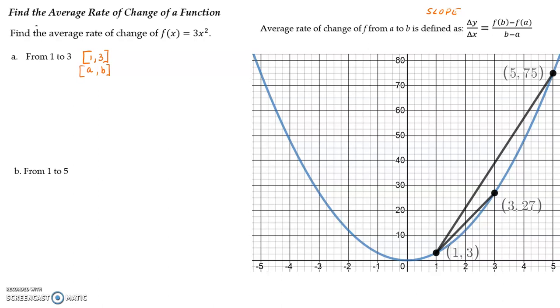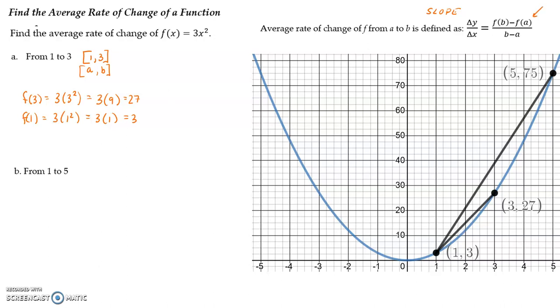So let's go ahead and calculate f of 3. We're going to plug 3 into our function. That's going to give us 3 times 3 squared, which is going to be 3 times 9, or 27. And we'll go ahead and calculate f of 1, which is our a value. So we have 3 times 1 squared, which is 3 times 1, or 3. Right, and now we can go ahead and start plugging things into our formula.